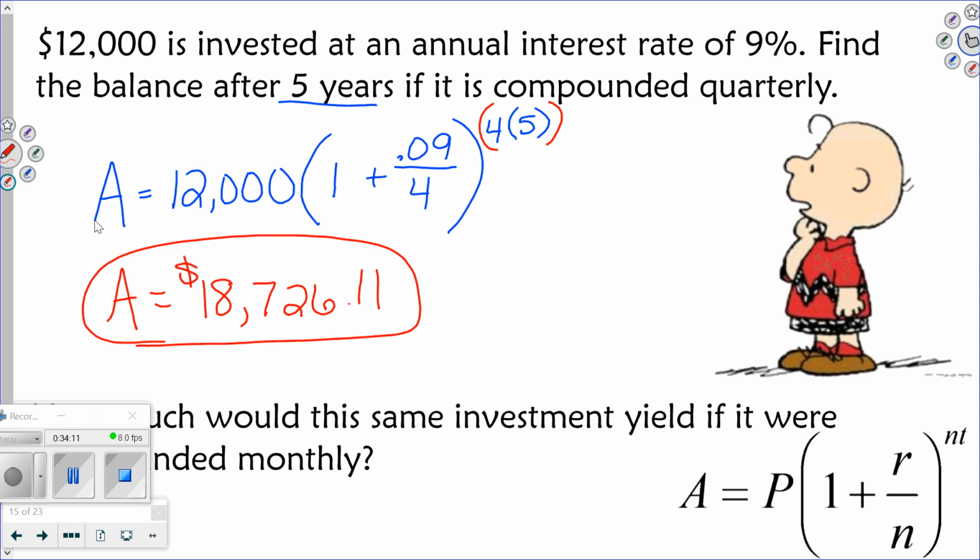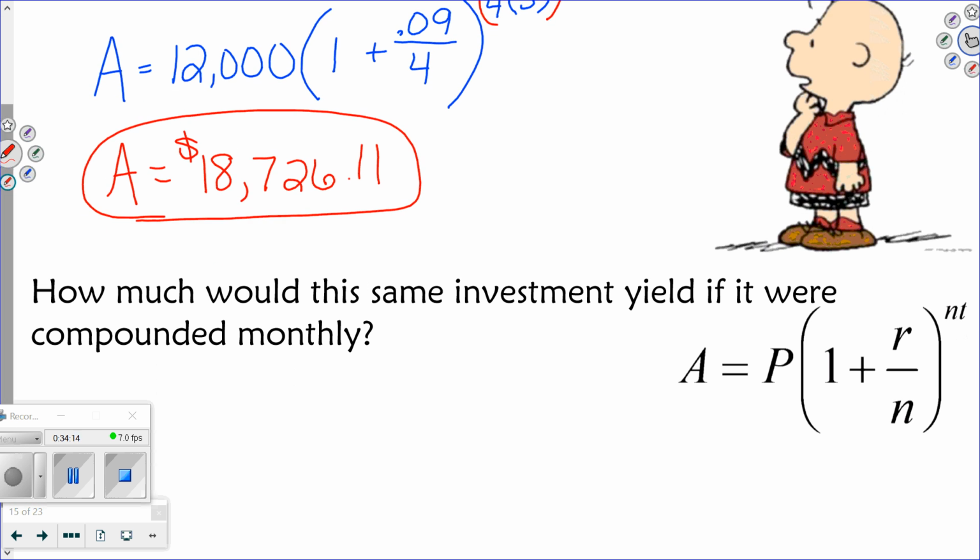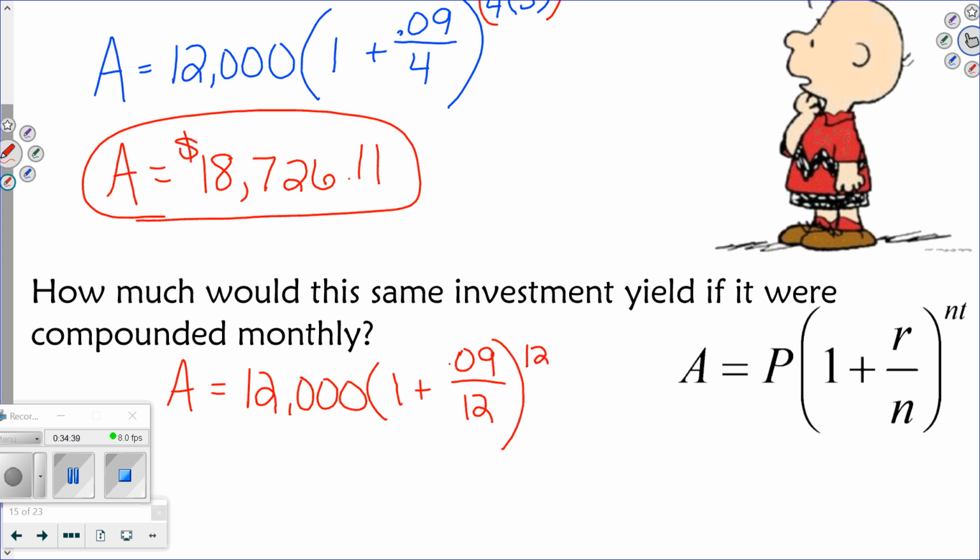All right. How much would this same investment yield if it were compounded monthly? Before we even figure it out, should it make more money or less money? More. The more often it's compounded, the more I should make. All right, so I need to change some numbers in my formula then. 1 plus my rate's still 9%, but now monthly is how many times a year? 12. And that changes my exponent to 12 times 5.